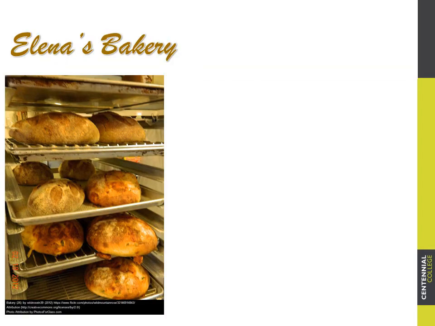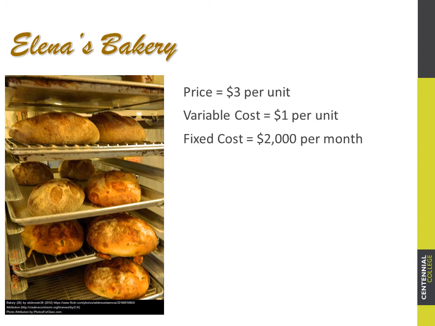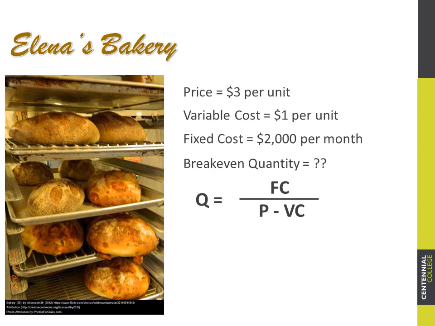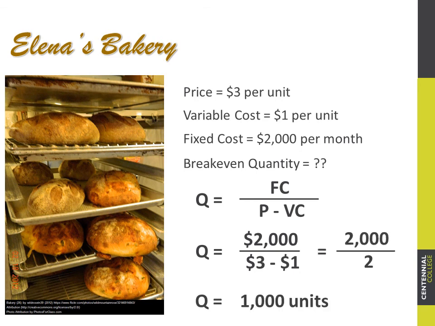Let's look at an example. Elena runs a bakery. She sells each loaf of bread for $3, and each loaf costs her $1 to make. In addition, she pays a monthly rent of $2,000 for her small storefront shop. There are no other expenses involved in running this business. How many loaves of bread does Elena need to sell each month in order to break even? We start with the break-even quantity equation, plug in the fixed cost, variable cost, and price information that was provided, and arrive at 1,000 units.